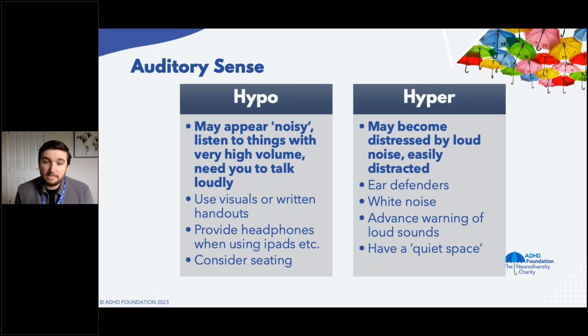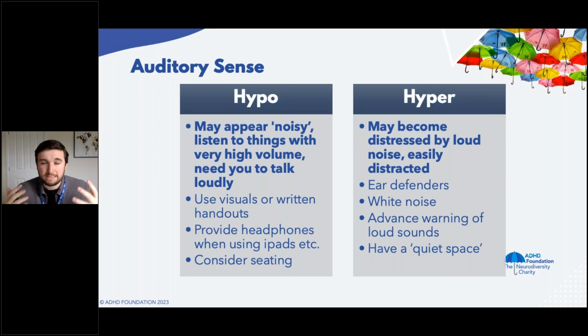In terms of adjustments for these kids, the best things, firstly, using as many visuals as possible or written handouts, and trying not to rely on verbal instruction alone for these kids, because the chances are, if they're undersensitive in this area, they've probably missed something that you've said. So just follow up every verbal instruction with written instruction, maybe pictures, visuals, just having those extra handouts as well to back up what you're actually verbally asking them to do.